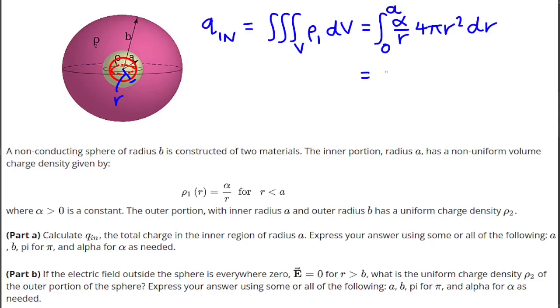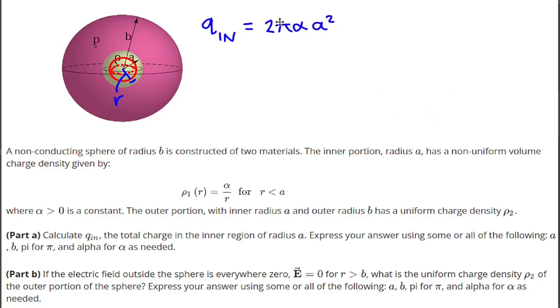So taking the constants outside the integral, we get 4 pi alpha by the integral of r squared on r with respect to r from r equals 0 to a. So that gives 4 pi alpha a squared on 2, which is 2 pi alpha a squared. So let's copy the result for part A and keep it here.